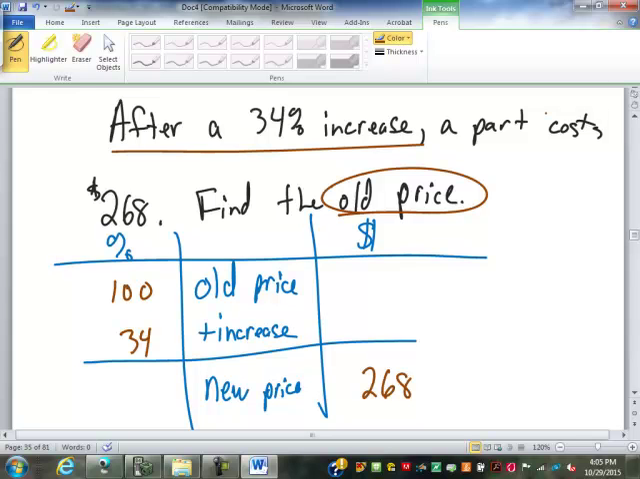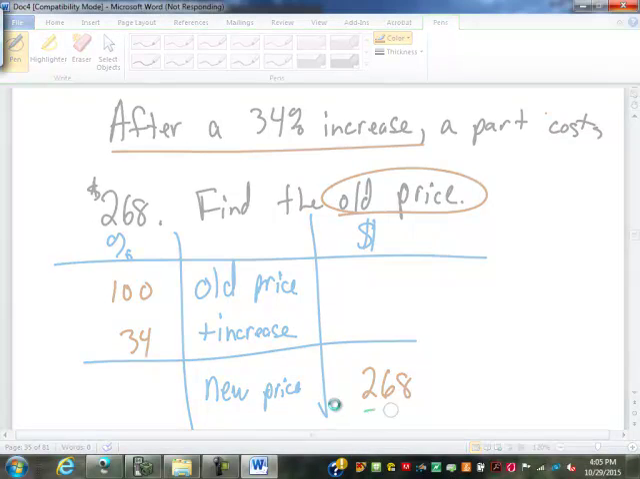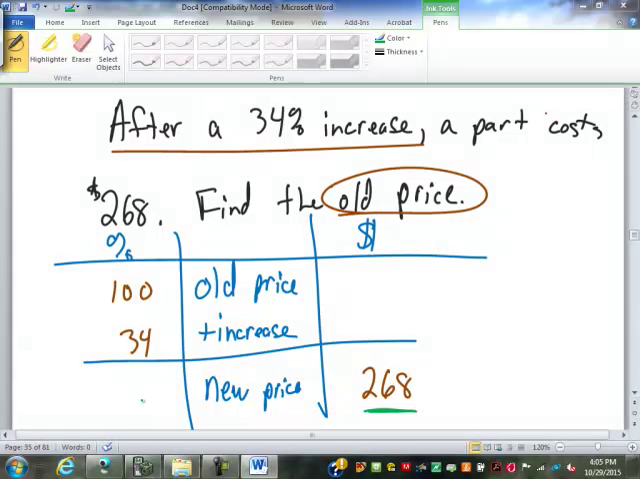From there, what can we find really quickly? First of all, can we use this $268 for anything right now? At this point, we can't because we don't know this number. To use that $268, we've got to know the number on the other side of it. What is this number going to be over here? 134. 100% plus 34% is 134%. What number are we looking for? The old price right here. Do we know the number on its other side?